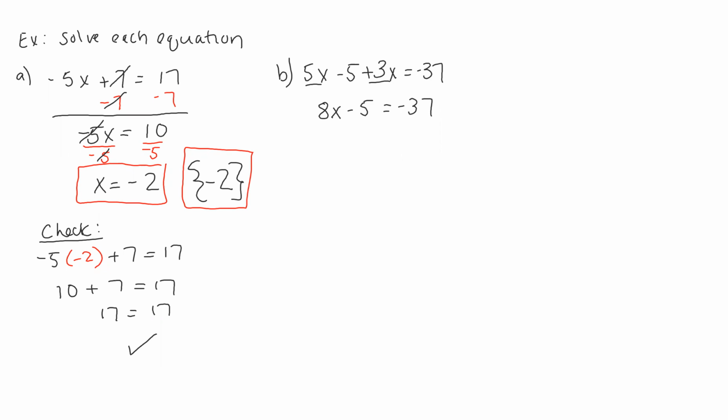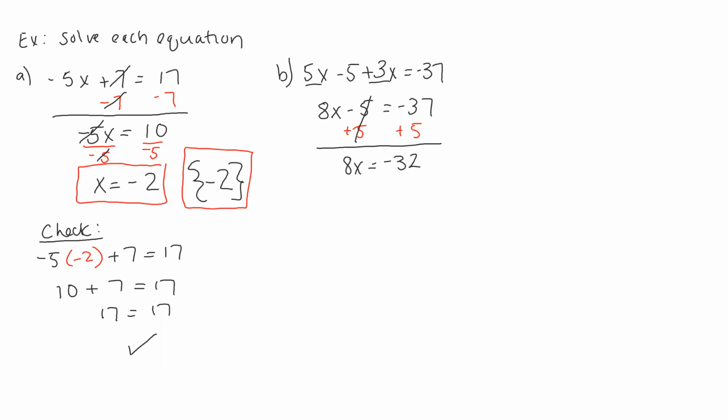So the way I move that -5 is I undo what is happening. Remember, we're undoing what's happening to the variable. The variable is being subtracted by 5. We want to undo that by adding 5 to both sides. On the left, we say the 5's cancel because -5 plus 5 is 0. 8x plus 0 is just 8x. And then on the right-hand side, -37 plus 5 is -32.